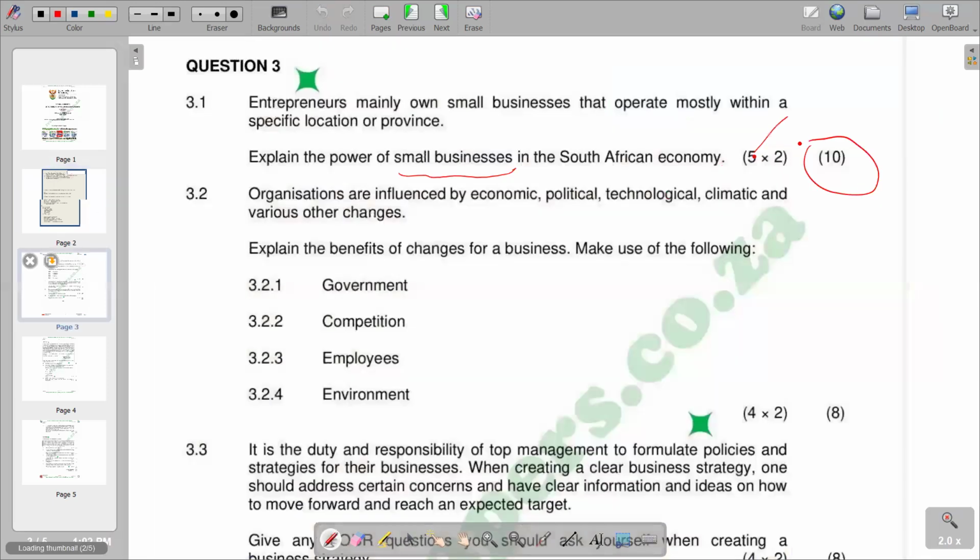So moving on to the next question that we have, which is 3.2. It reads, organizations are influenced by economic, political, technological, climatic, and various other changes. Explain the benefits of changes for a business. Make use of the following. So changes of a business is basically business change. So what is a business change? We can explain it as a business transformation, which occurs when a business alters its operations.